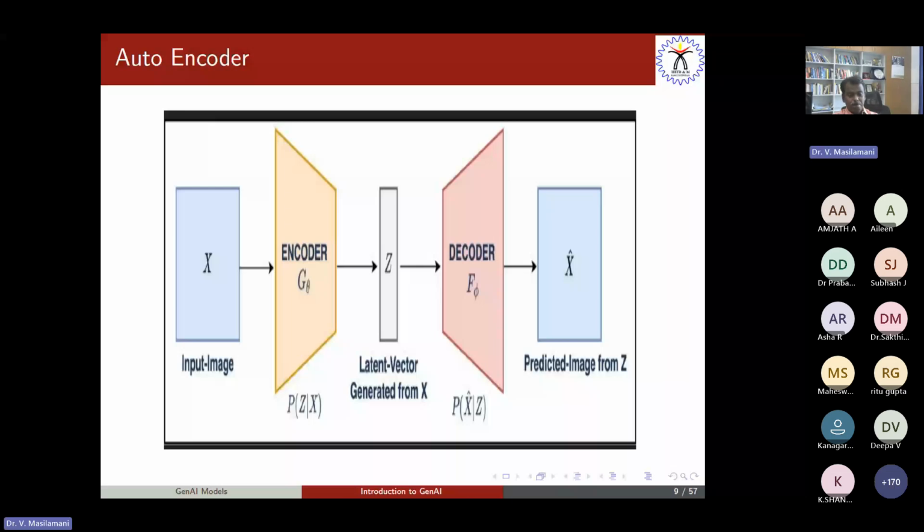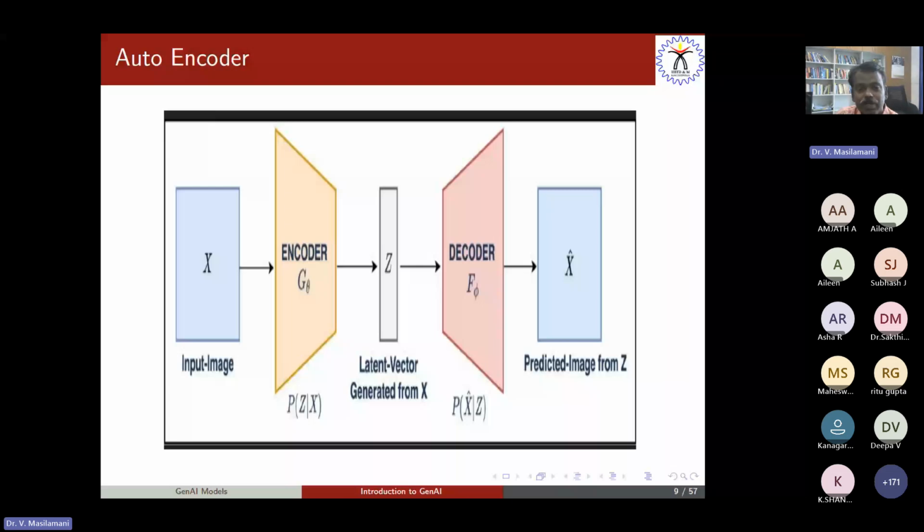Any query? Somebody say no query at least, just to check whether you are connected or not. Okay, sir. Sir, so far it's clear, sir. Okay, right.